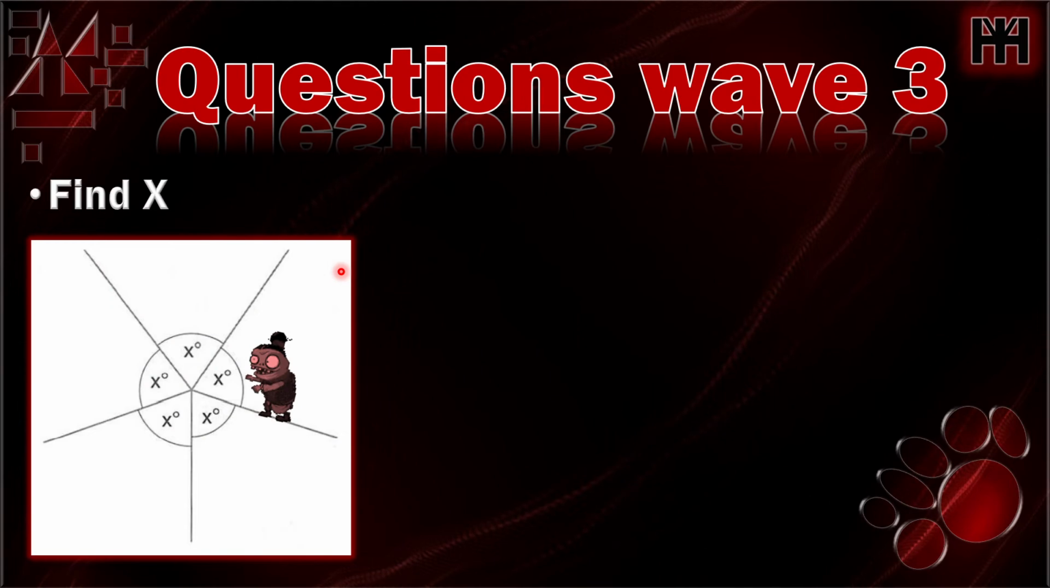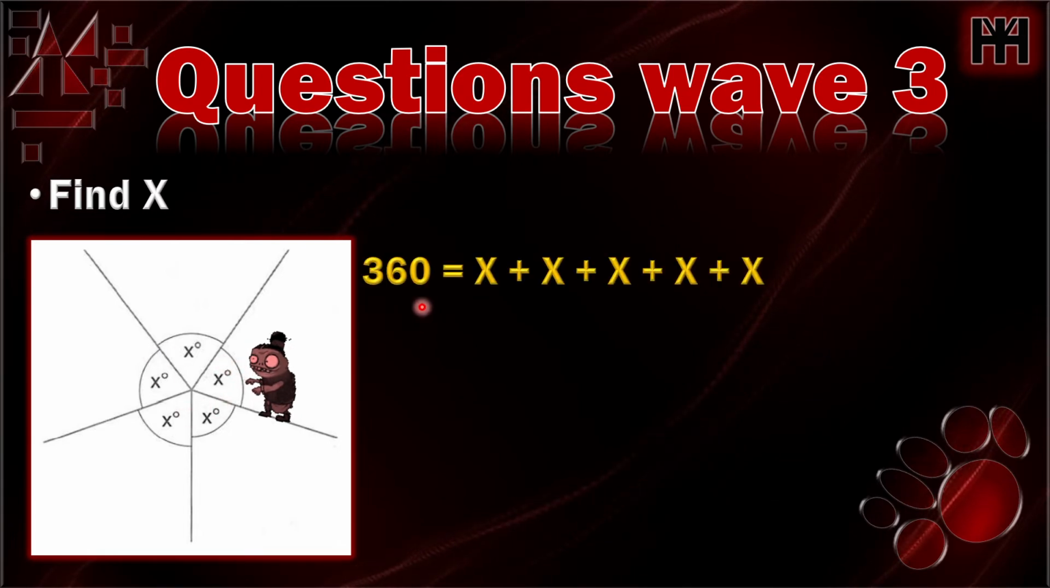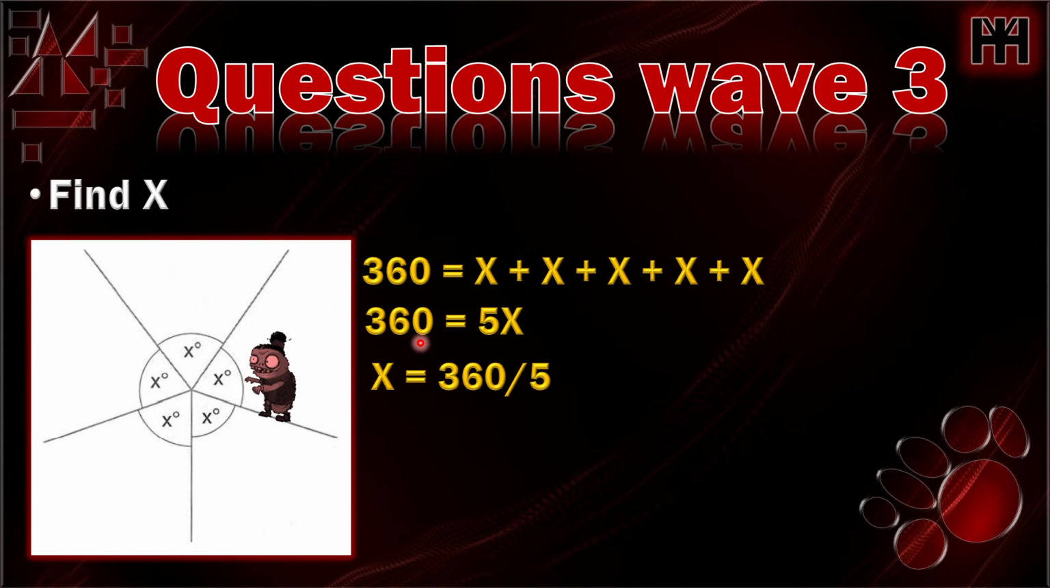Okay. For the figure, we want to find x. You know that the sum of all of these angles is 360. So 360 equals x plus x plus x plus x plus x. So we have 360 equals 5x. So to know the value of x, we will divide 360 by 5. So the value of x will be 72 degrees.